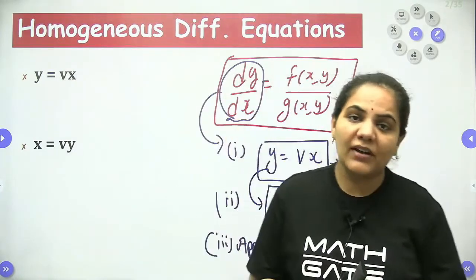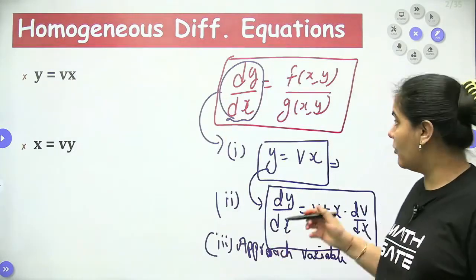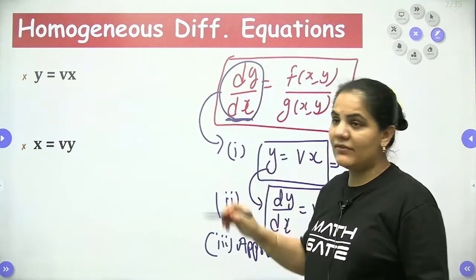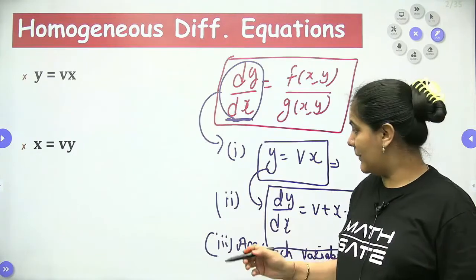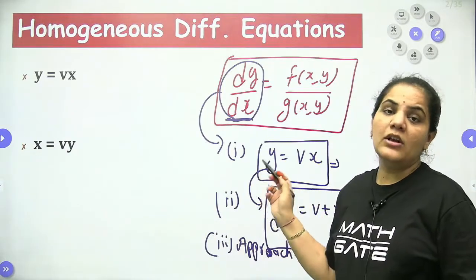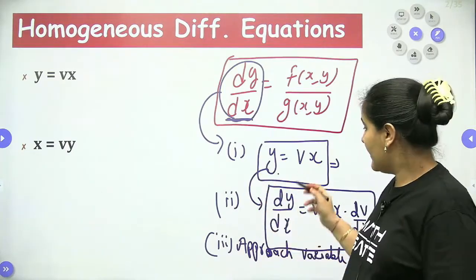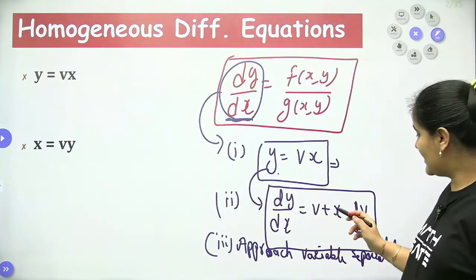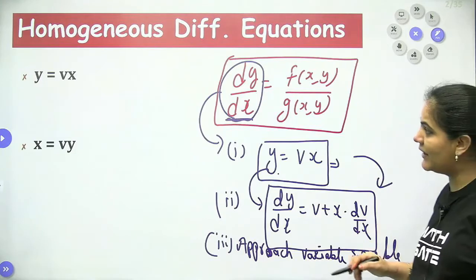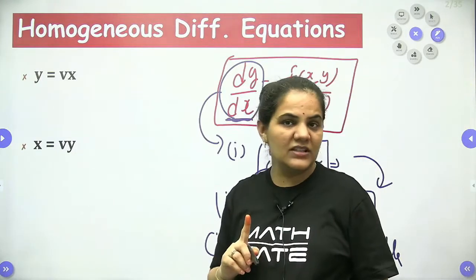Just remember one thing: whenever your differential equation is in the form of dy by dx, then only you put y equal to vx. At the place of y, when you put vx, it becomes dy by dx is equal to v plus x dv by dx. Okay, the first thing is done.